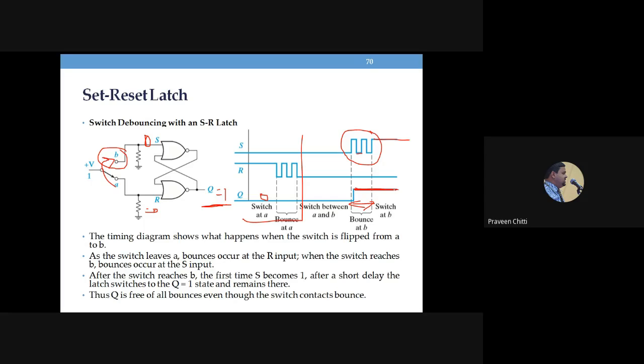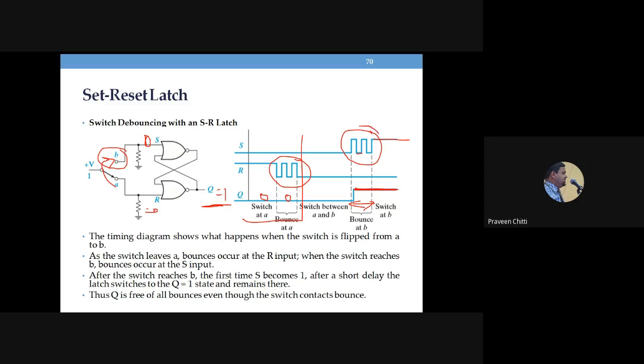When R is 1 and S is 0, the Q output will become 0. Now, even if R becomes 0 again, both inputs will be 0 and the latch enters the no change state, and Q will remain as 0. So when the transition occurs at R, the Q output remains 0. There will not be any change in the output because of the reset and no change state.